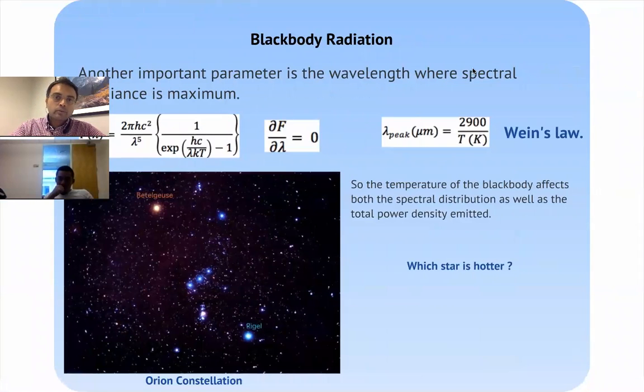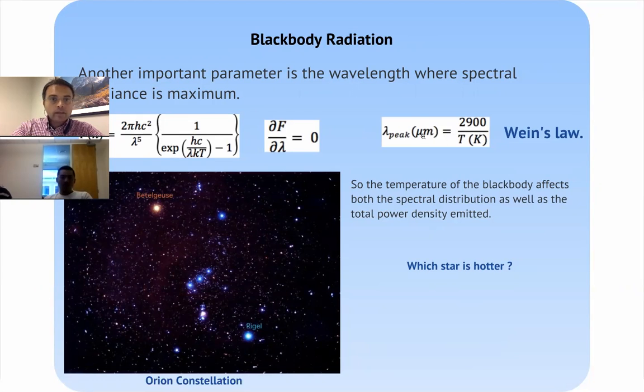Another important parameter is the wavelength at which the spectral irradiance is maximum. That's the peak wavelength. And if the spectral irradiance is given by Planck's law here, you can find its maximum by simply taking the derivative with respect to wavelength and setting it to 0. We've done that here. And that peak wavelength is now given by this very simple equation. If you actually do this, it's 2900 divided by T in Kelvin. And this is called Wien's law. Okay. So basically what this is saying is that the temperature of the blackbody affects both the spectral distribution as well as the total power density emitted.